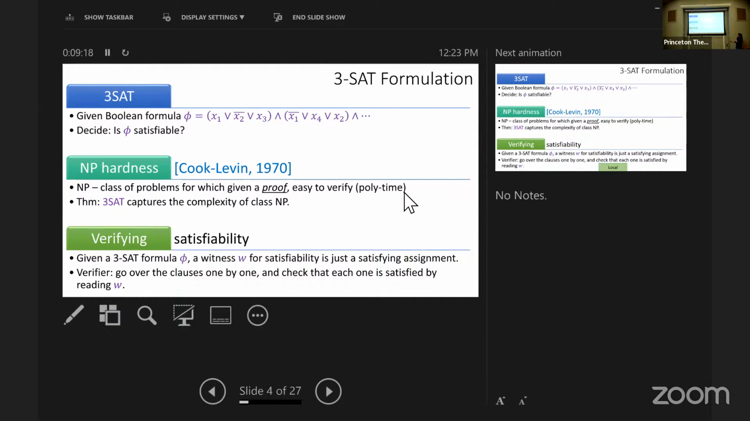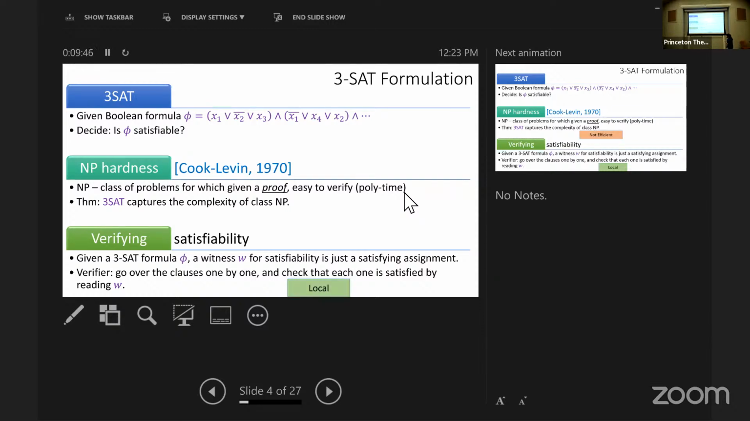So, if I'm given a formula phi, what would be a witness that it is satisfiable? Well, I can just give you the assignment that satisfies it. And then to verify that it is indeed a satisfying assignment, I go over the clauses one by one. For each clause, I read 3 locations from the proof. I see that it satisfies. If it is, I'm happy.